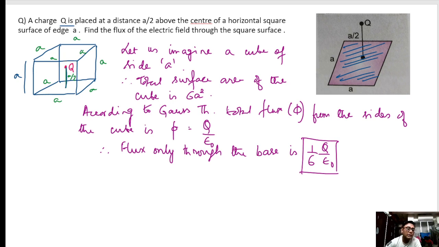And Gauss told that if there is a charge in a closed surface, the total flux coming out will be Q by epsilon naught from all the 6 faces. So from any one face it will be Q by 6 epsilon naught. From any one face it will be by 6. Clear?